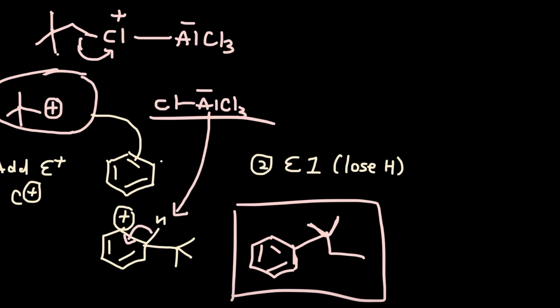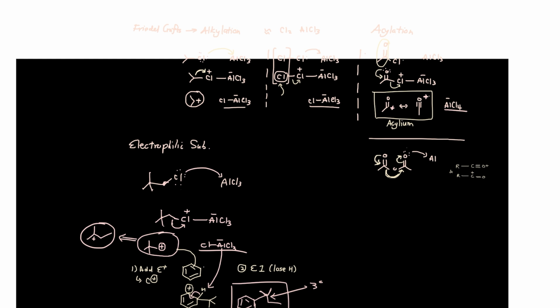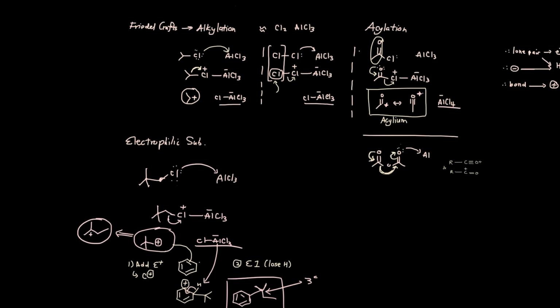And you notice that you create the carbon bonded to the benzene being a tertiary carbon. So the Friedel-Crafts alkylation is good for secondary and tertiary carbon directly bonded to benzene, whereas if you want to create a methylene primary carbon bonded to benzene, I have another video on that.